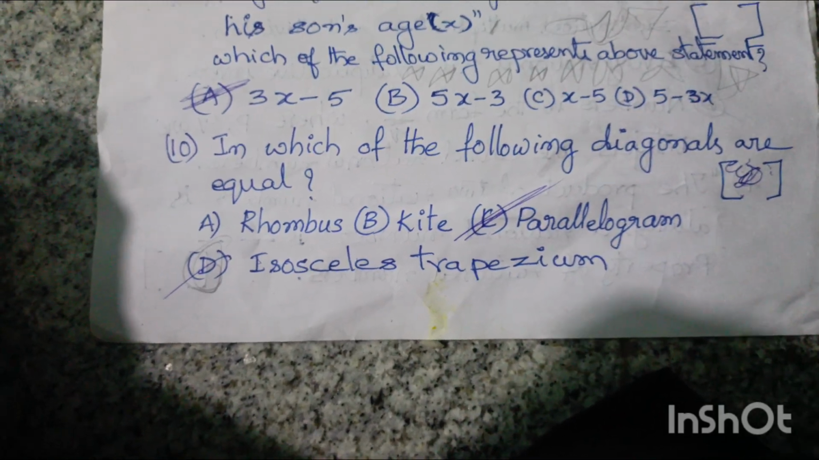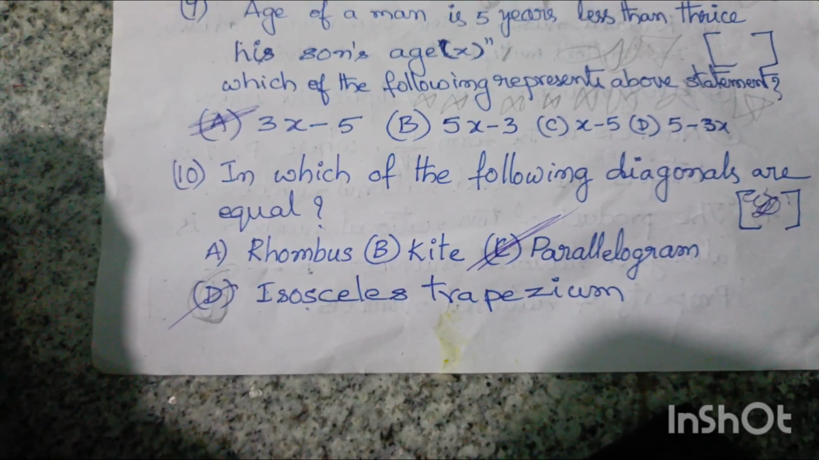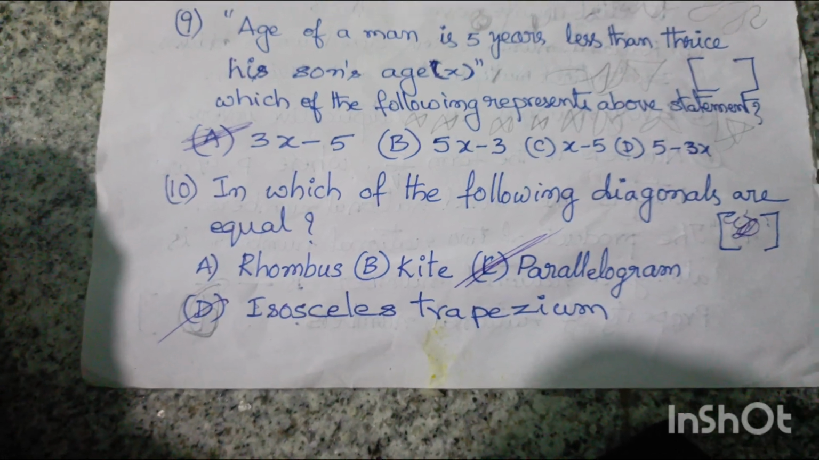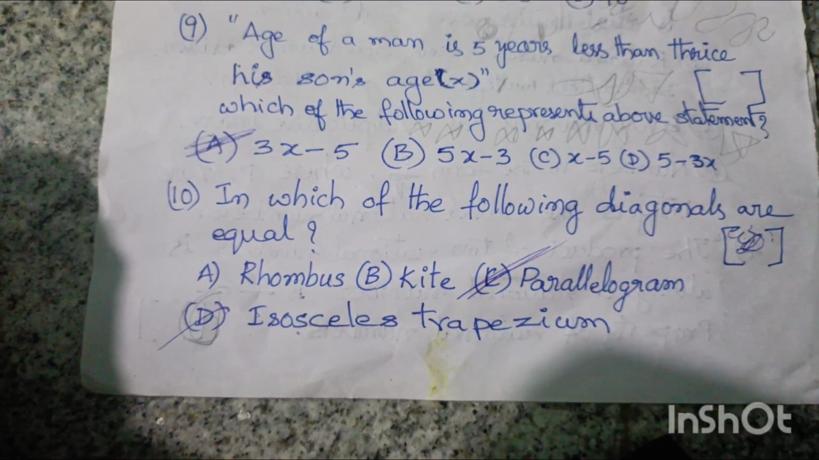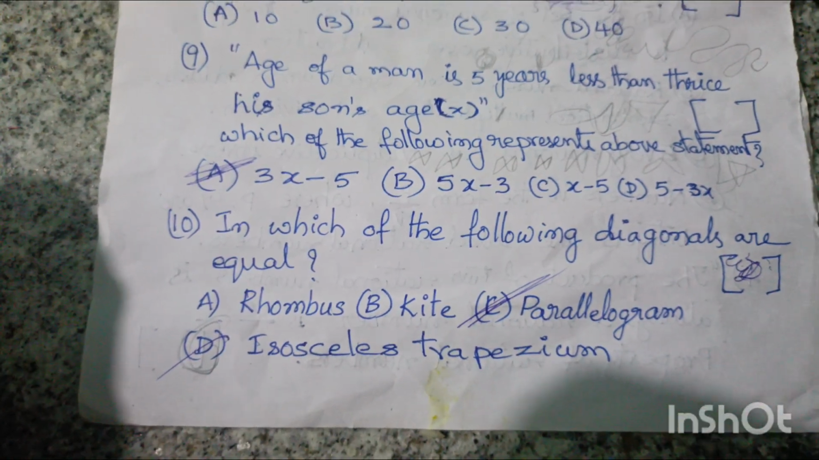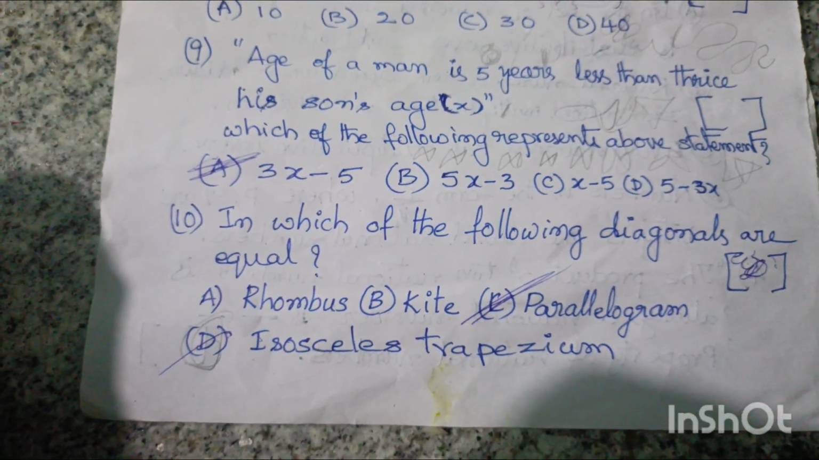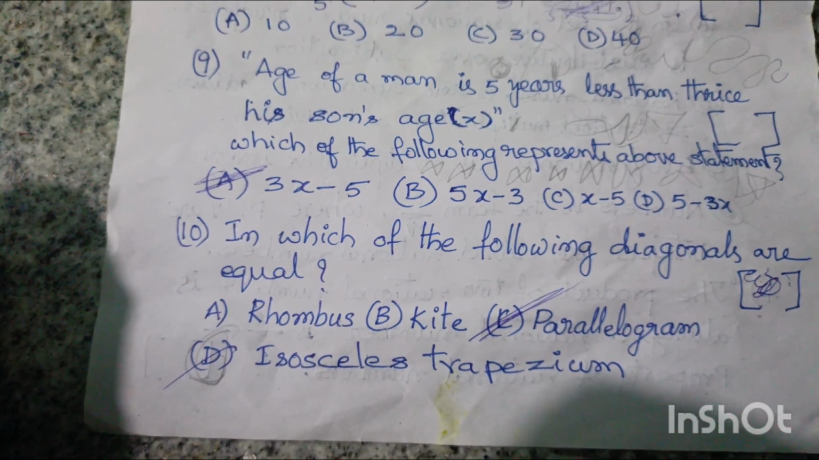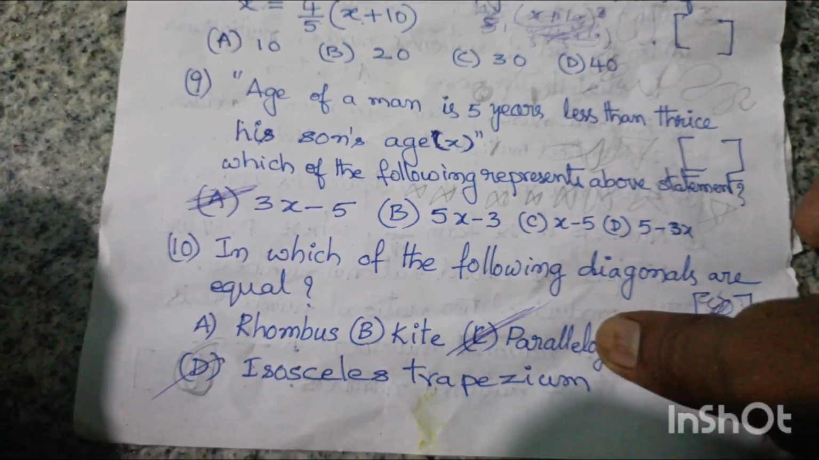In which of the following diagonals are equal? See the rhombus, diagonals need not be equal. Kite need not be equal. Parallelogram need not be equal. Isosceles trapezium, that is the correct option. So option D is the right answer, where in an isosceles trapezium diagonals are equal.